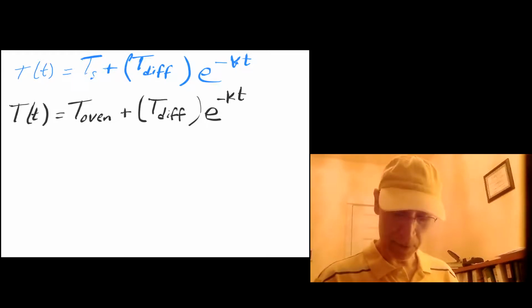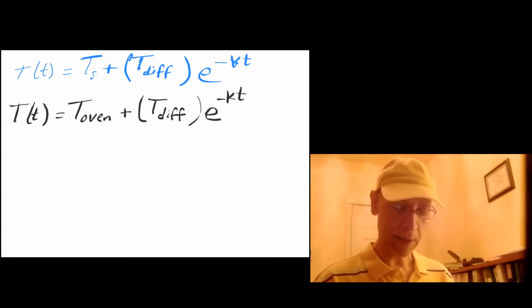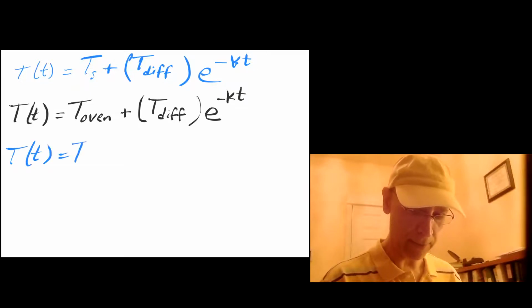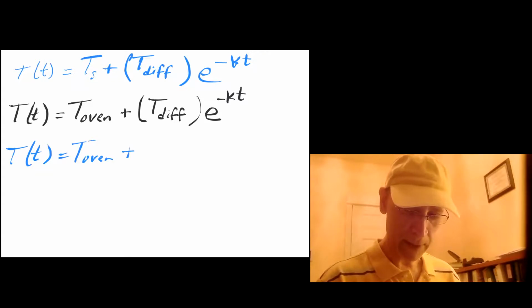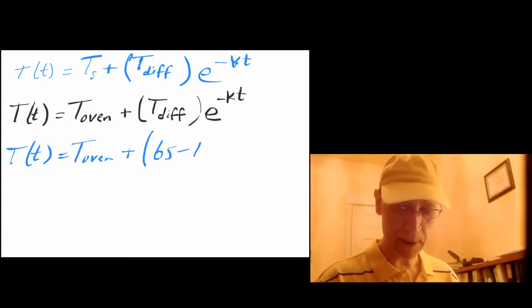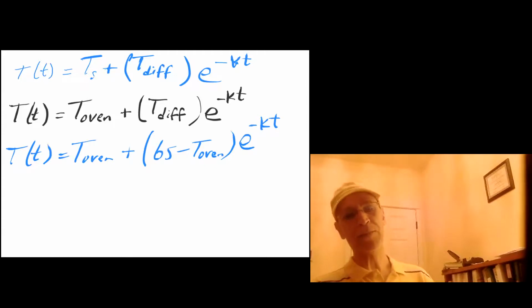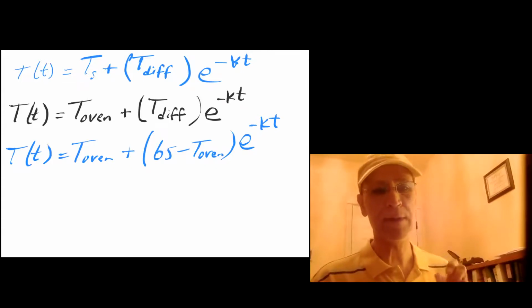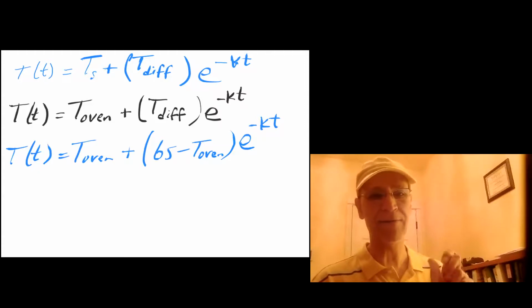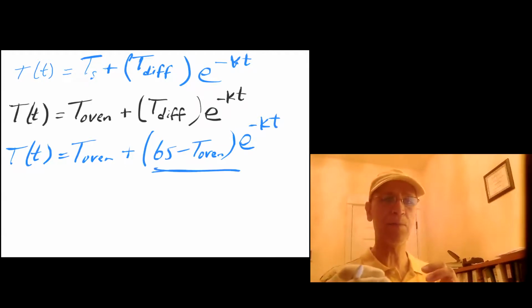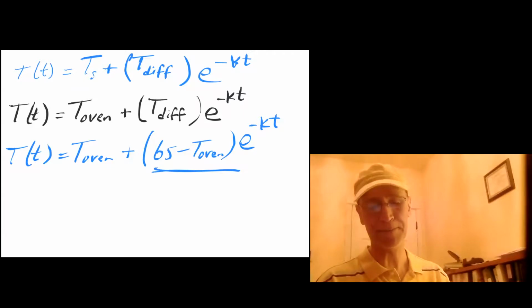Let's work with this. T as a function of time equals T of oven plus 65 minus temperature of oven times e to the minus kt. But remember that when you put the thermometer inside, in that very second, the temperature difference starts working gradually. Okay.